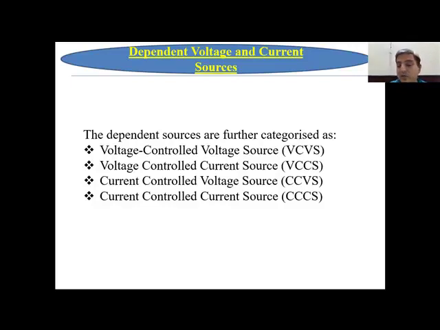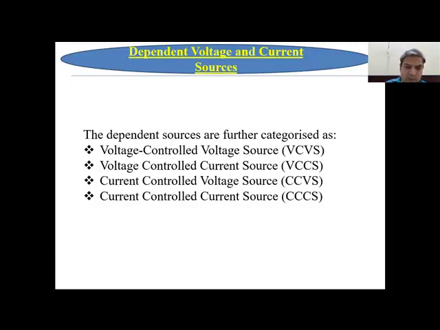Next is the voltage controlled current source, a current source whose value is dependent on the voltage provided in the same side circuitry or the other side circuitry. And the current controlled voltage source, similarly, is a voltage source whose value depends on some current element. And last is the current controlled current source, meaning a current source whose value depends on the current element either in the input side or output side.